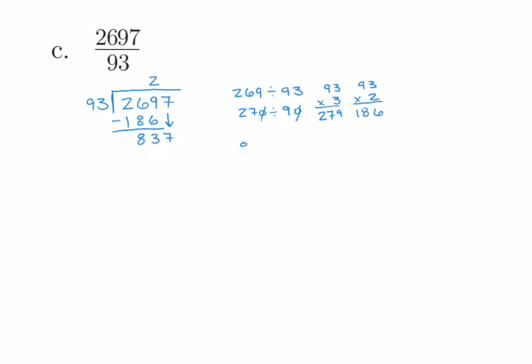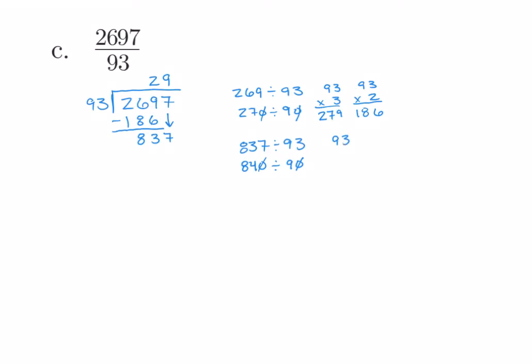So same thing. I want to divide 837 by 93. I'm going to round up, so I'm going to make the 837, I'm going to round it up to 840. I'm going to round the 93 down and make it a 90. So how many times does 9 go into 84? The answer is 9.